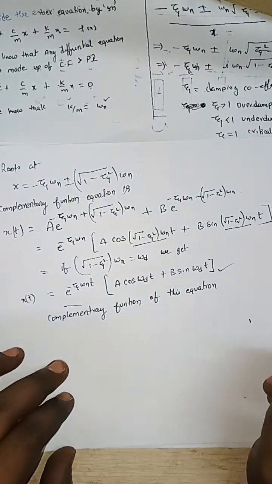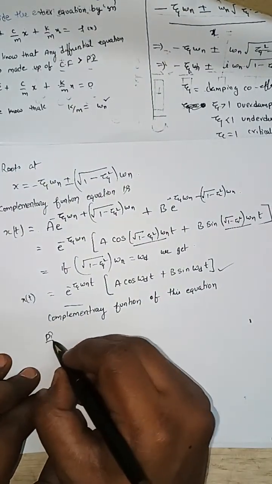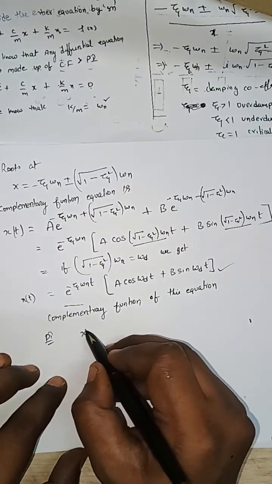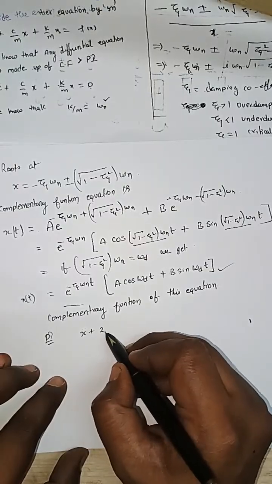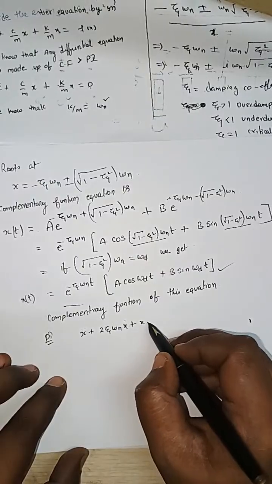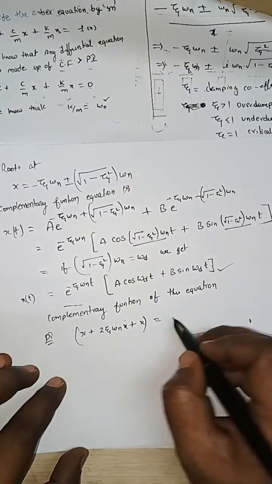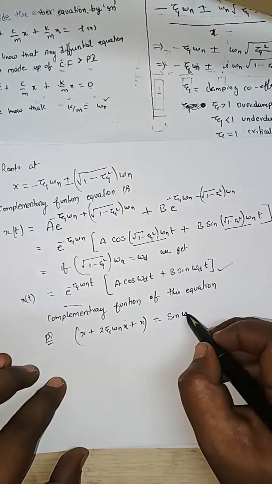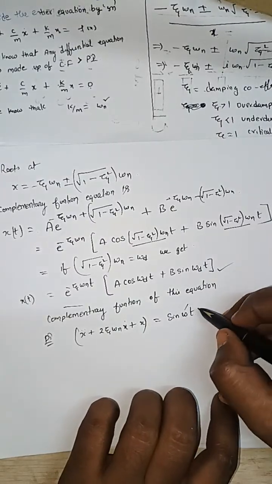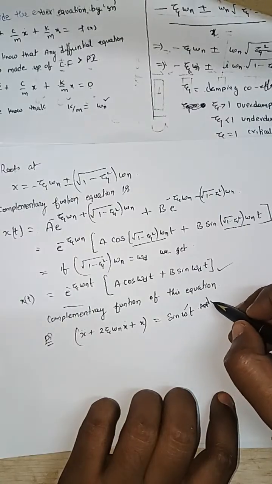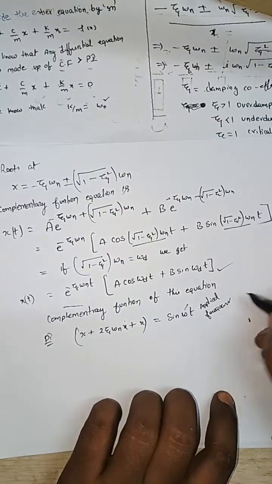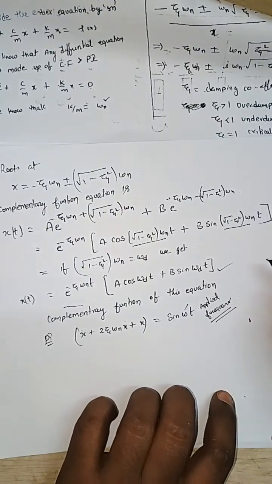There is one more part, which is the particular integral. As you can see from the mechanical engineering equation, x double dot plus 2 zeta omega n x dot plus omega n square x is equal to sine of omega t. Understand that this omega is the applied frequency.